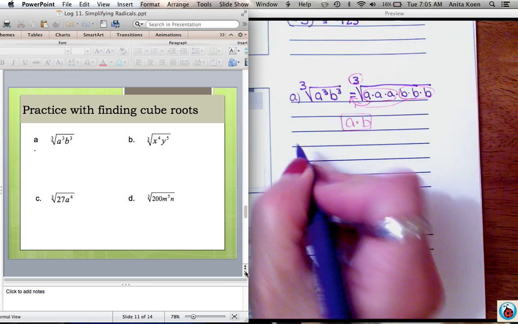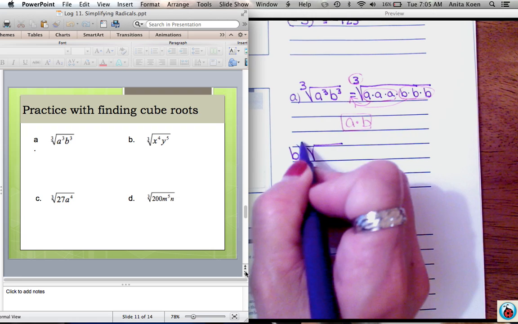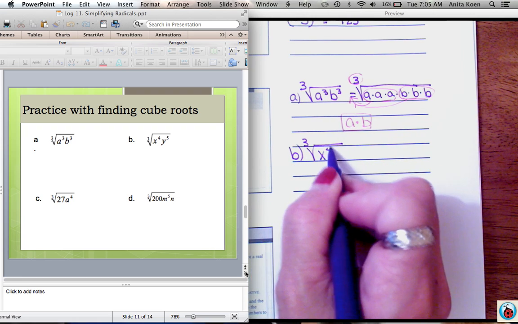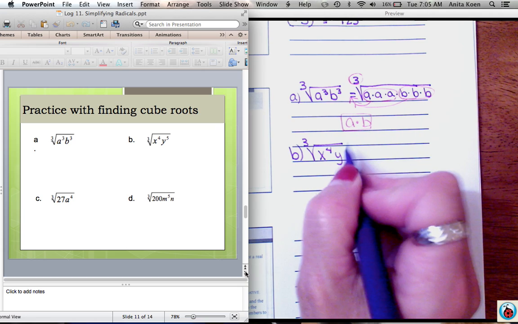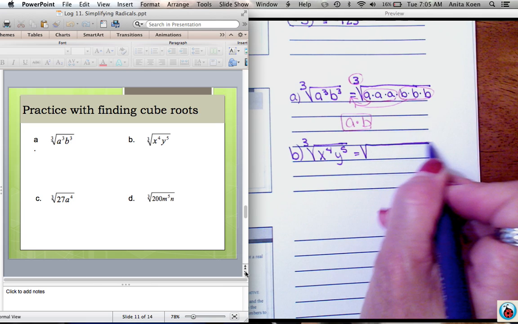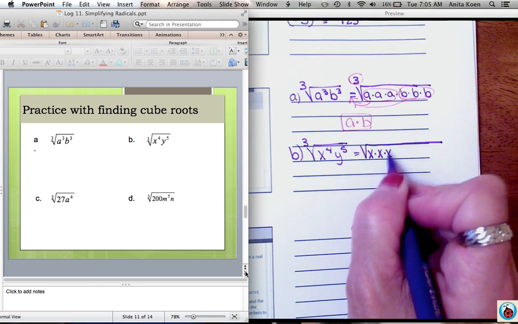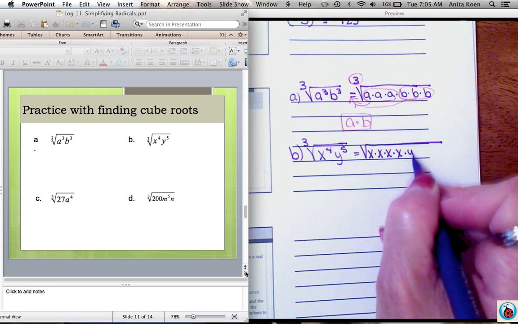Now let's look at letter B. The cube root of x to the 4th, y to the 5th. Okay, I'm going to do my factoring here. That's 4 x's and 5 y's.